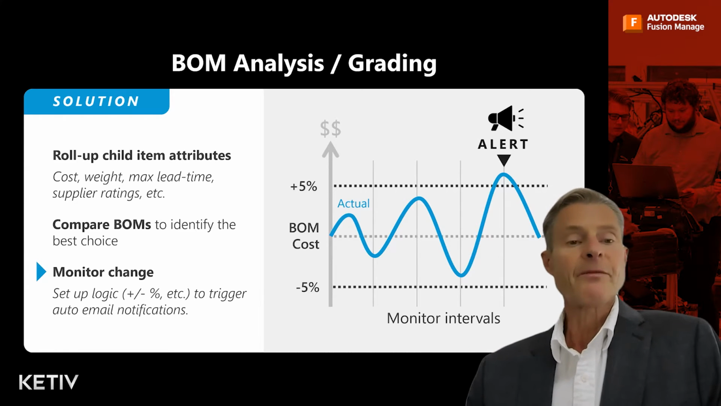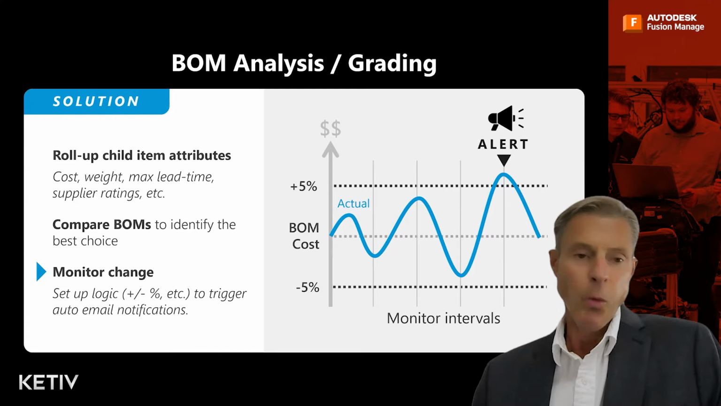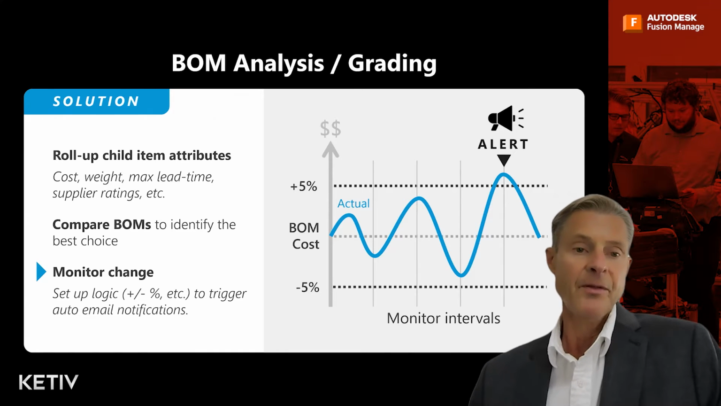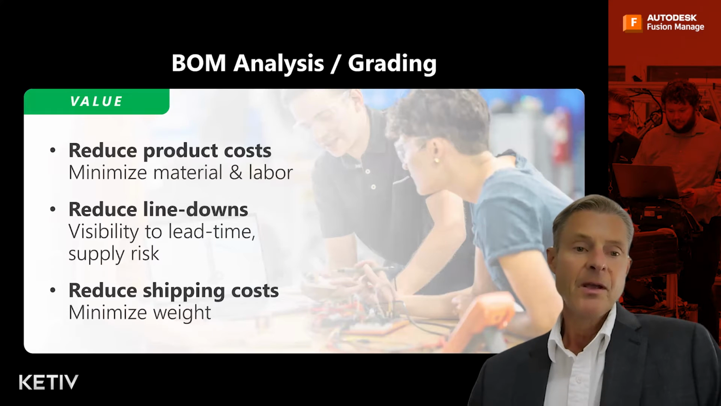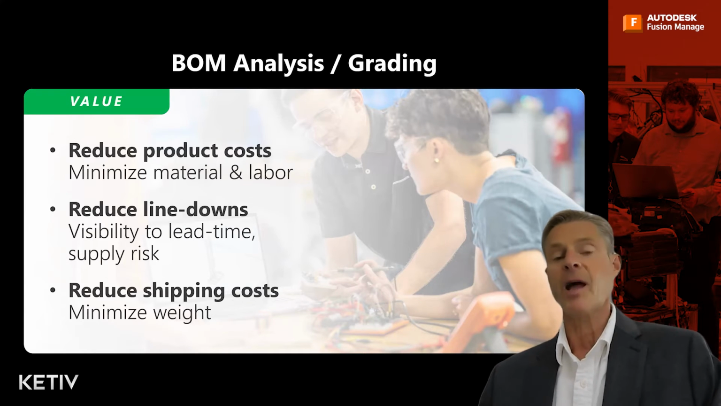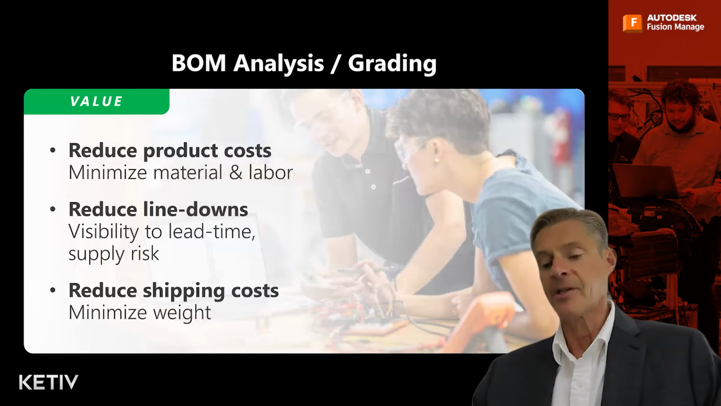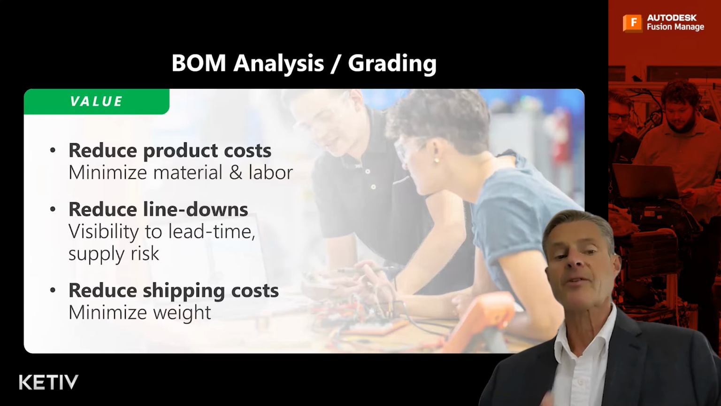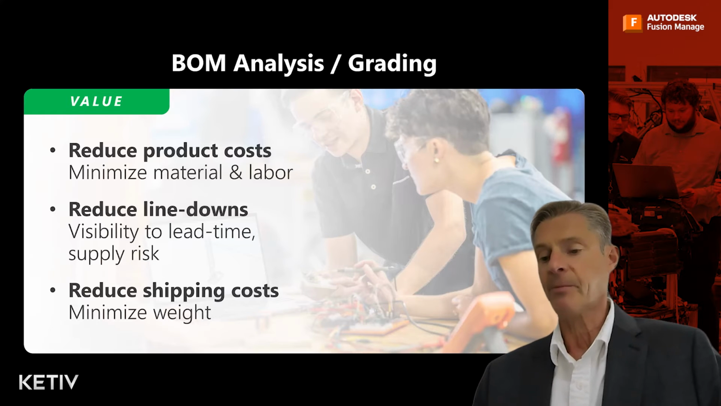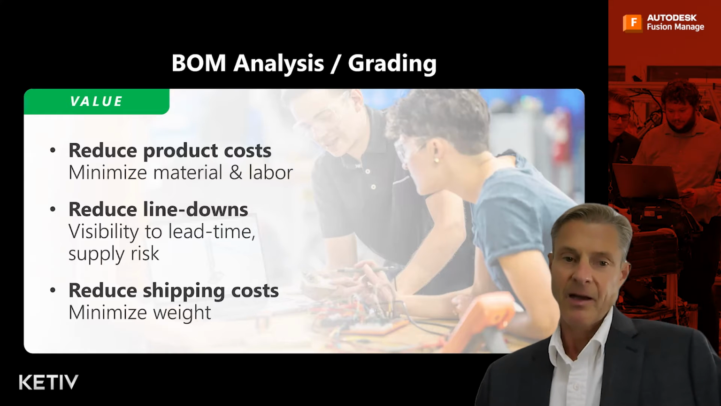Now, so what's the value of doing this? Well, obviously we can reduce product costs, minimize labor based on knowing what is involved in the bill of materials. There are other things that are kind of peripheral to that. If you have visibility to lead times and supply risk, let's say, you can minimize production line down situations, as well as things like, for example, shipping costs. That's dependent upon the weight. And if you minimize weight, that's typically seen as a good thing.